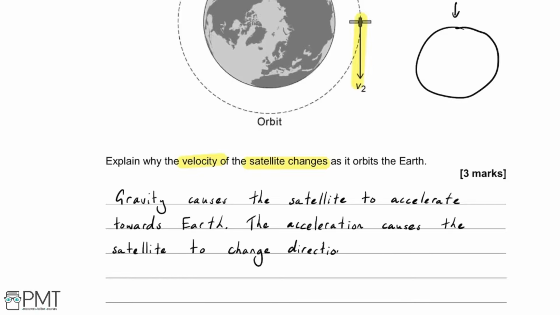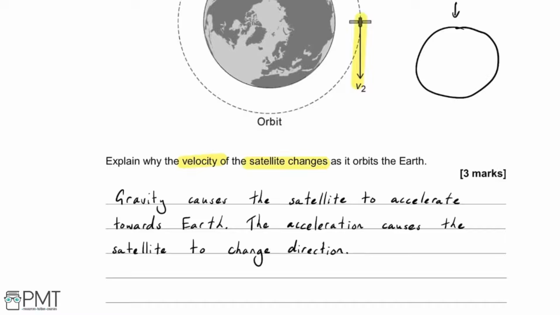That's your second mark. That's how circular motion works. There's an acceleration towards the centre of the circle, and that is causing the object that is going in the circle to accelerate and to change direction. So even though it has the same speed, it's changing direction, and so its velocity is changing.